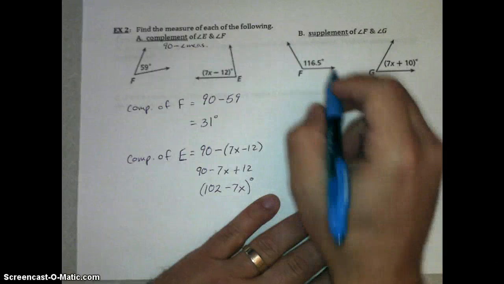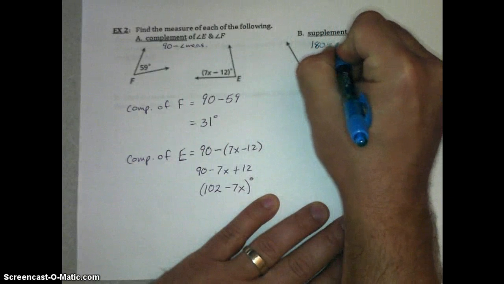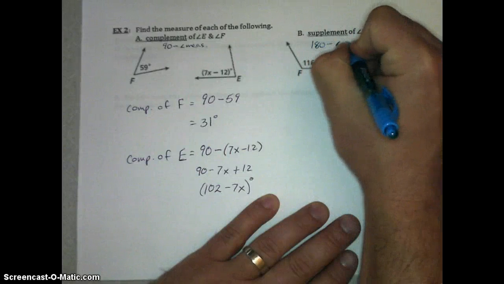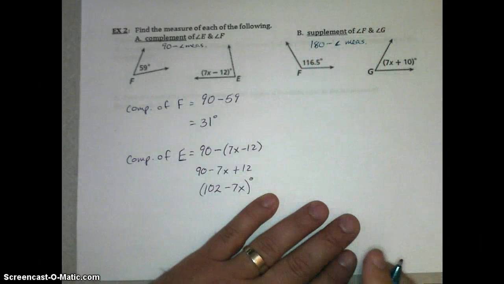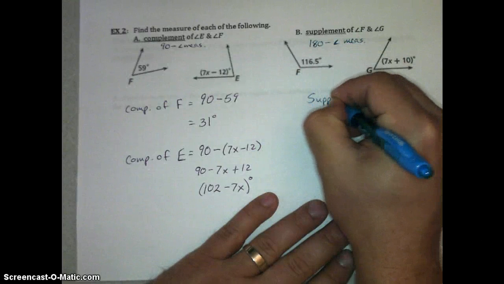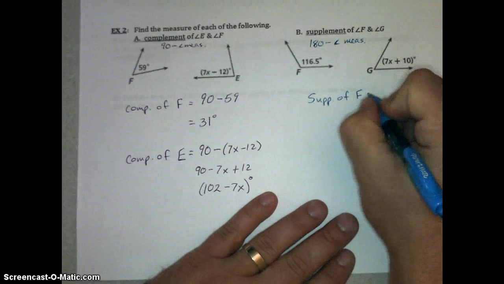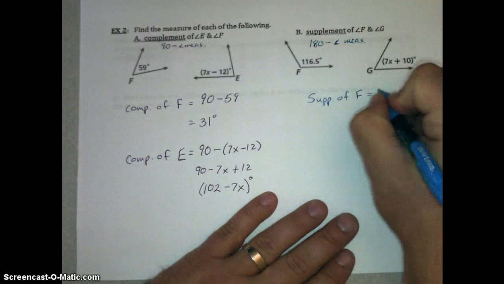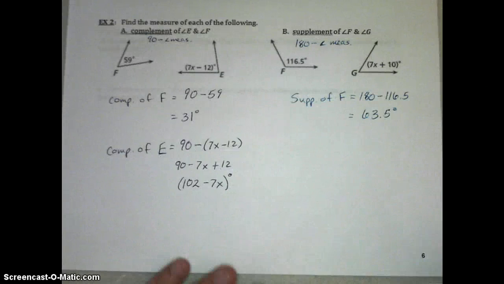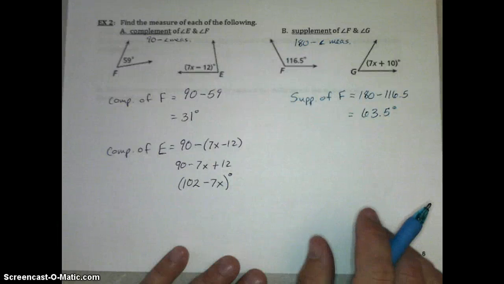Same kind of thing with supplements. We can find the supplement of F by taking 180 minus the angle measure. This is my angle symbol. So go ahead and do the supplement of F. You can do that part. And we should get the following answer. 63.5 degrees is what we get when we take 180 minus 116.5.